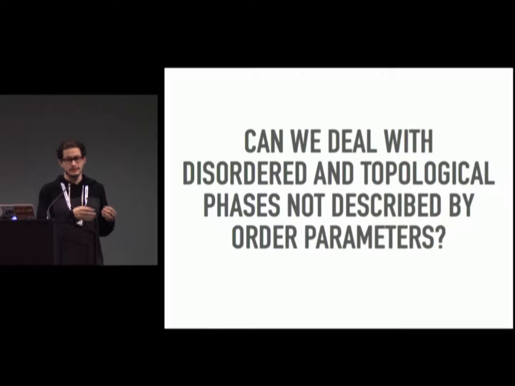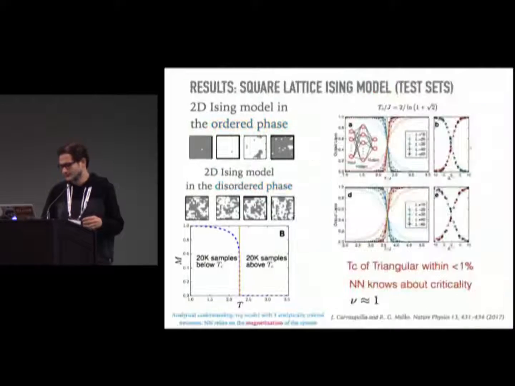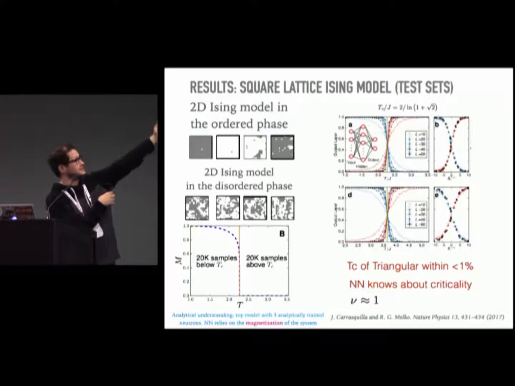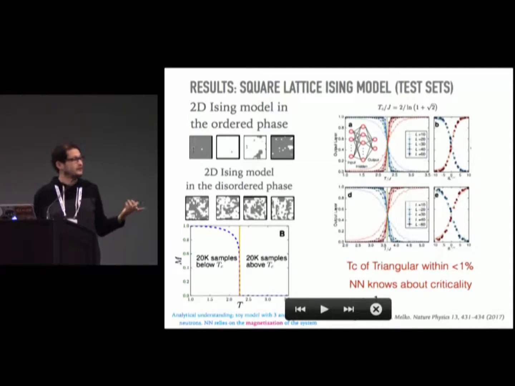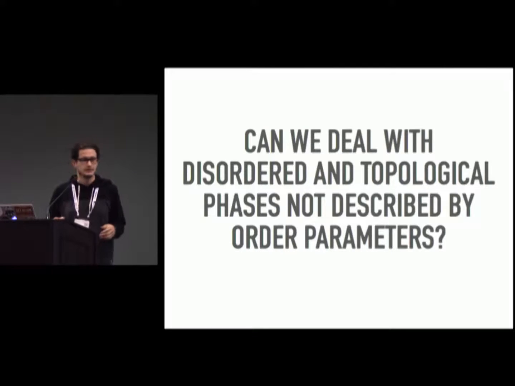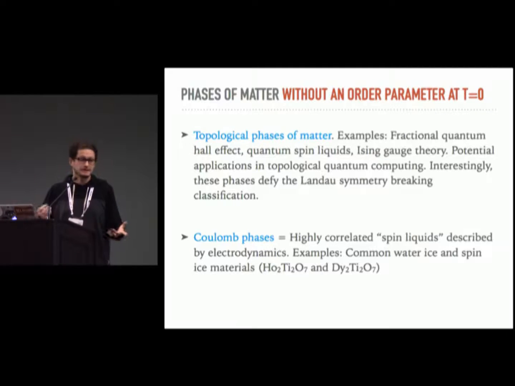And this is for phases which have an order parameter, right? You may not even be surprised. This is very trivial. I can tell just from having a look at the images: this one is ordered, we know, and this one looks disordered, so why do you even need a neural network, right? It's a very toy problem, but then we thought, can we deal with phases which do not have an order parameter? We wanted to understand that problem, and what I have in mind is topological phases of matter, examples of which are the fractional quantum Hall effect, quantum spin liquids, Ising gauge theories, lots of interesting systems.